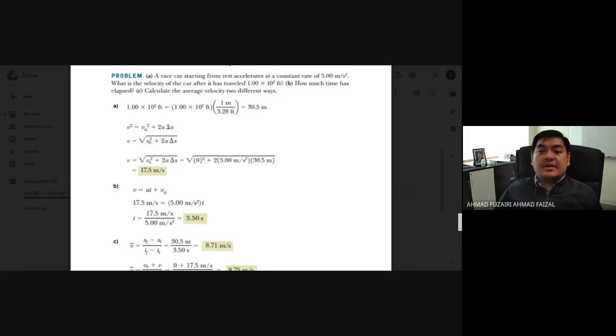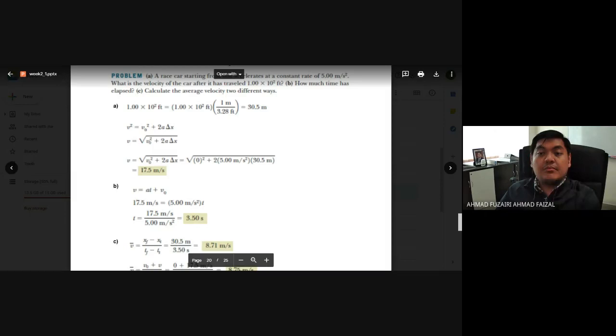Constant rate means that for the whole problem, the acceleration will be kept at 5 meter per second square. Look at the unit: when you see meter per second square, you already know this one is the acceleration. And what is the velocity of the car after it has traveled? Travel means length, 100 feet. That belongs to length.